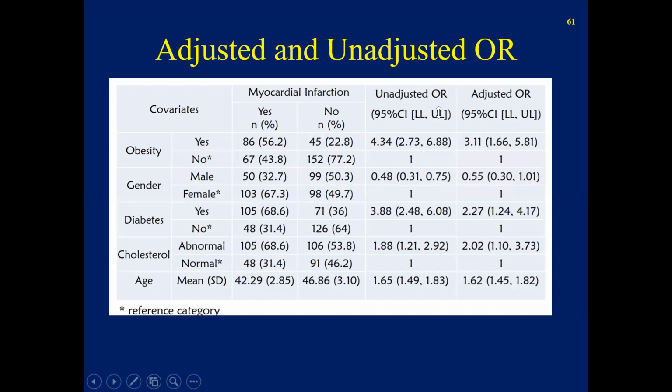Unadjusted odds ratios is what we calculated just now. There we consider only one factor at a time, for example, gender and myocardial infarction, or hypertension and myocardial infarction. So we have considered only one factor or one variable at a time. It's called unadjusted odds ratios.